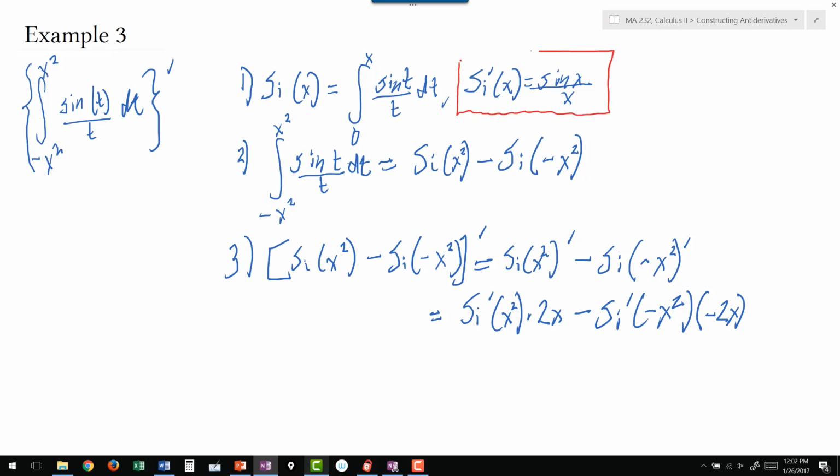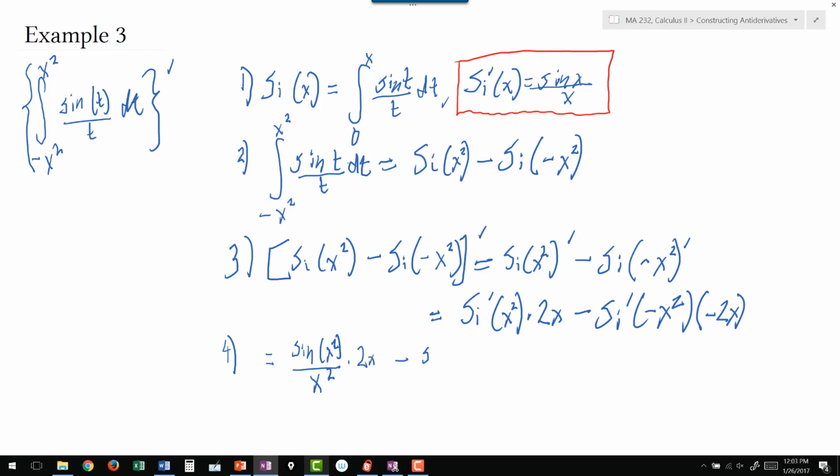That's right here. So in both of my chain rule derivatives below, we need to just plug in x squared into the derivative and then plug in minus x squared into the derivative. So my fourth and final step is that the derivative of the psi function evaluated at x squared is the sine of x squared over x squared. That's being multiplied by my 2x.